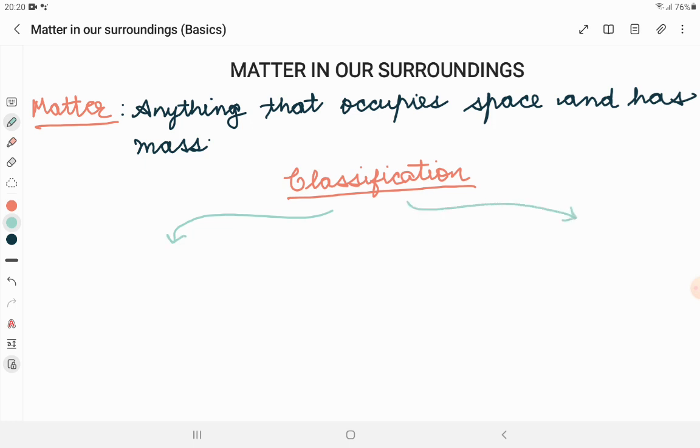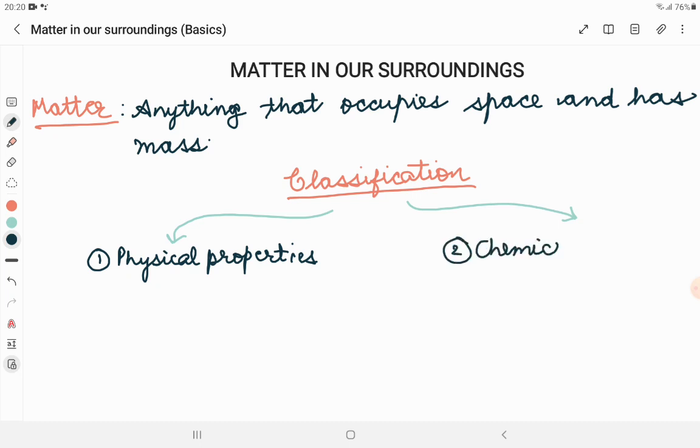The first basis on which the classification of matter can be done is the physical properties, meaning the outer appearance. On the basis of that we can classify matter, and in this unit we are going to mainly focus on the physical properties. The second is the chemical properties, meaning the composition of matter, and this major part will be discussed in the next chapter. So here we are going to study the physical properties of matter, and in the next chapter the chemical properties. These are the two things which can be seen over here.